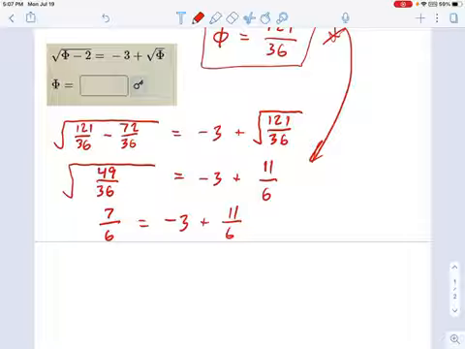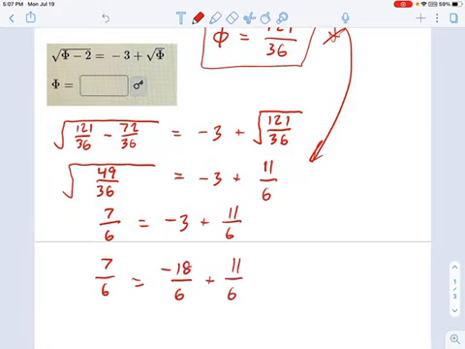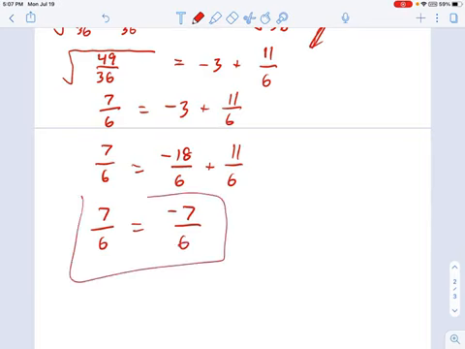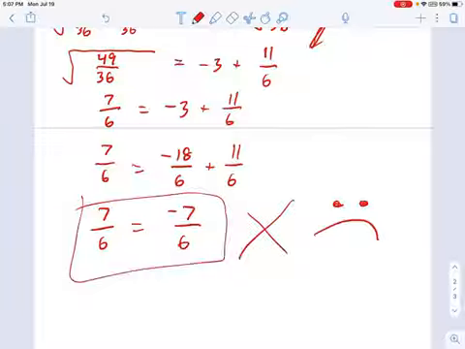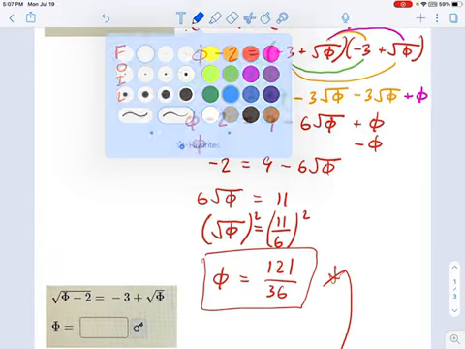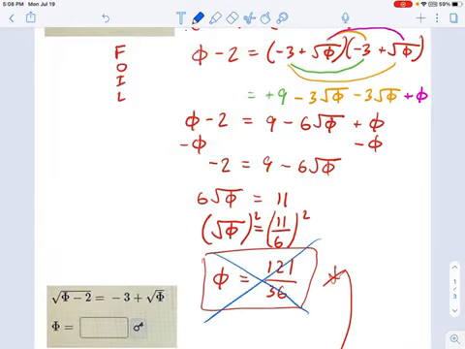I still don't know offhand, just looking at it. Keep on working with fractions. This is negative 18 over 6 plus 11 over 6. And that is 7 over 6 equals negative 7 over 6. Oh, look at that. This is no good. This thing is extraneous, and that took us a long time to figure out. This thing's actually a DNE. There is no solution to this equation.